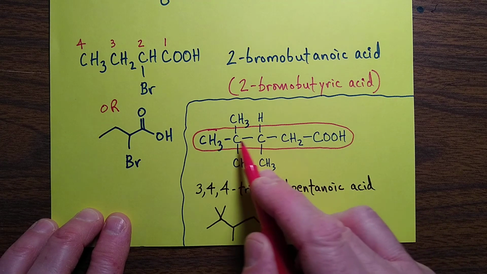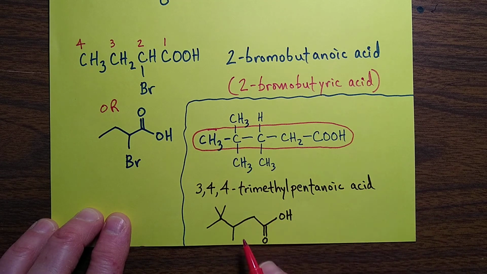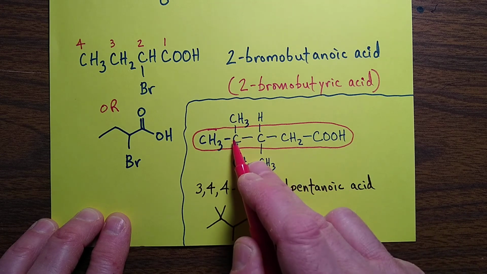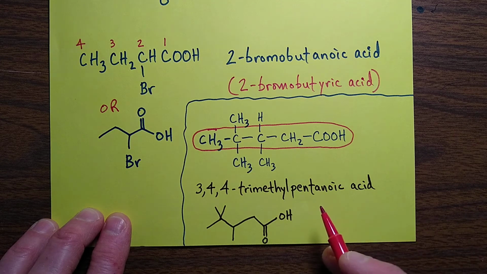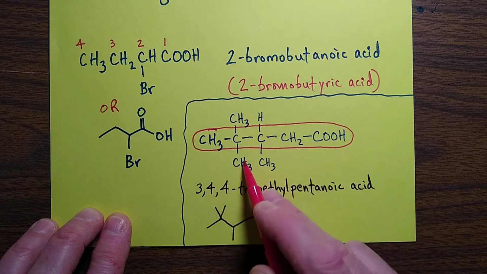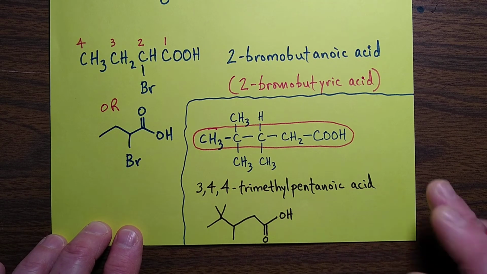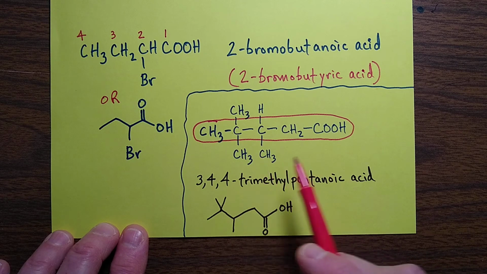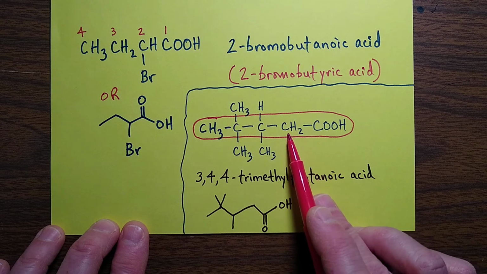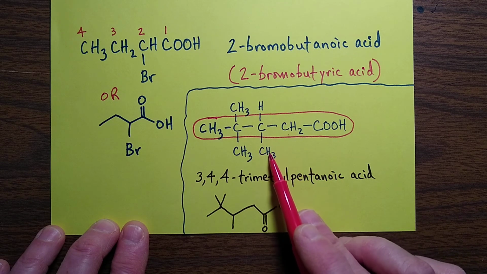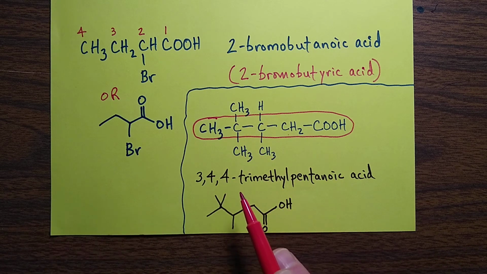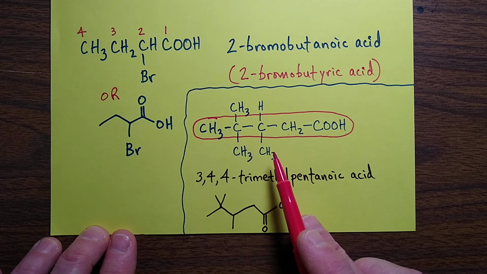This is 1, 2, 3, 4, 5. So these are at the 4 position. If I circled this as my longest chain, I'd have 1, 2, 3, 4, 5, and these would still be at the 4 position. So it shouldn't matter that I circle this one versus this one or that one. I'm sure you've seen that before. So again, naming this is pretty much the same thing. You count 1 here, 2 there, 3 there. So at the 3rd position I have a methyl, and at the 4th carbon I have 2 of them, but I have to indicate with a number all 3 of them.